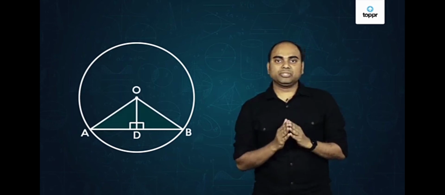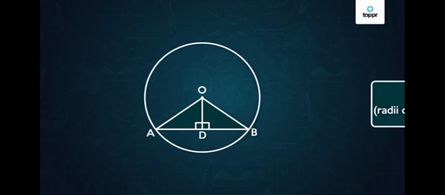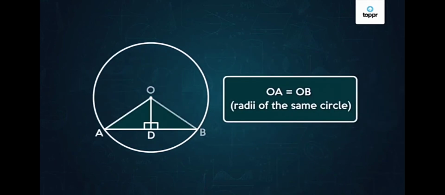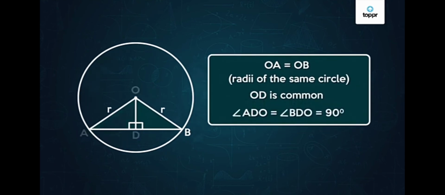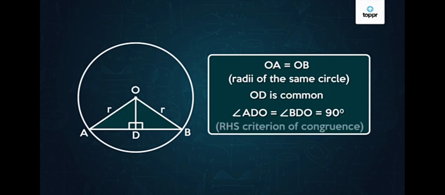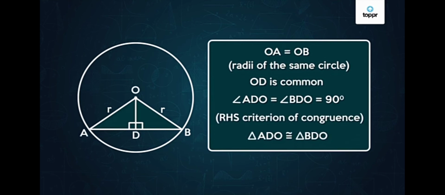What can we say about these triangles? In these triangles, OAD and OBD, OA is equal to OB as they are both the radii of the circle. OD is common to both the triangles. And angles ADO and BDO are both equal to 90 degrees per our original assumption. Thus, by the RHS criteria of congruence, triangle ADO is congruent to triangle BDO.